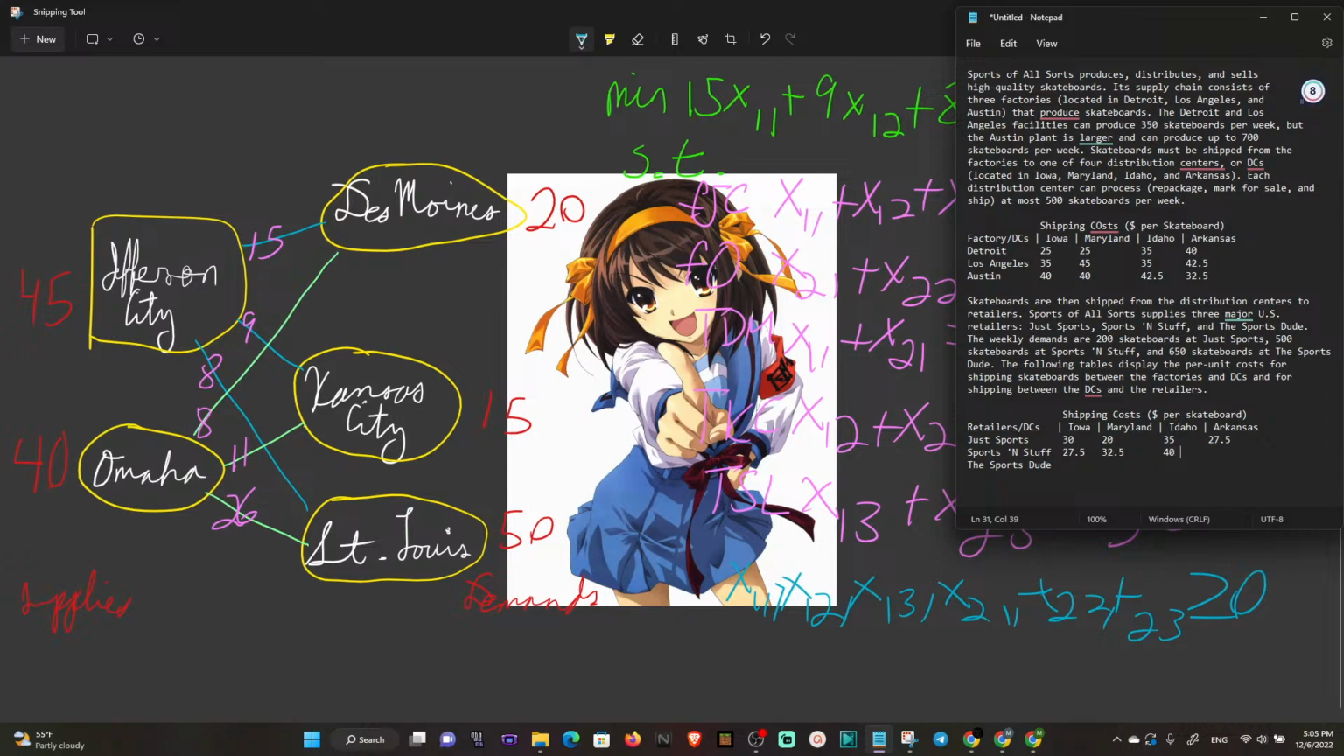32.5, 40, 25, 30, 40, 32.5, and 42.5. So part A is to draw a network representation for this problem. Honestly, it's not the worst thing in the world to draw this. It just takes forever.